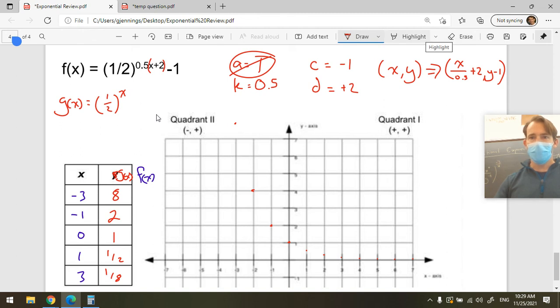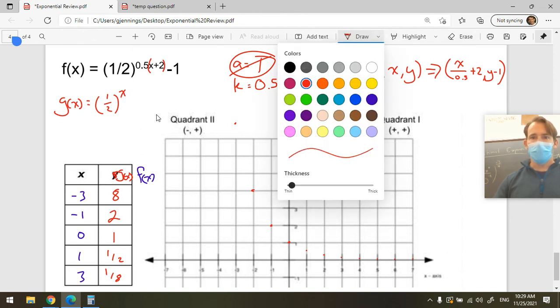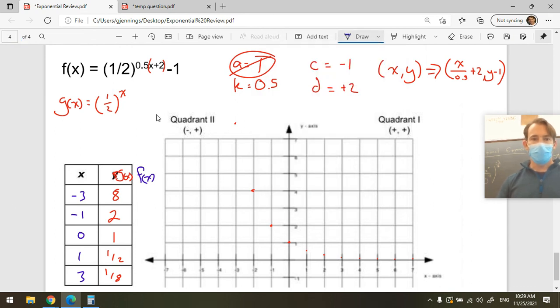Let's go ahead and we'll just transform those points on our table of values. So here for f of x, I know that I want this happening here. If I divide by 0.5, that's pretty confusing, right? What if I multiply by 2? That's easier, right? So this is 2x plus 2, and then y minus 1. So this point here, 2x, so that's negative 6, plus 2 is negative 4.